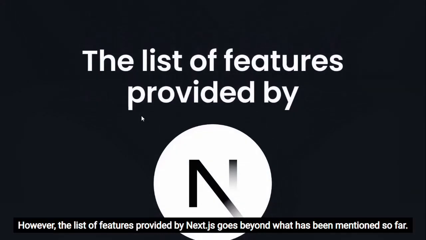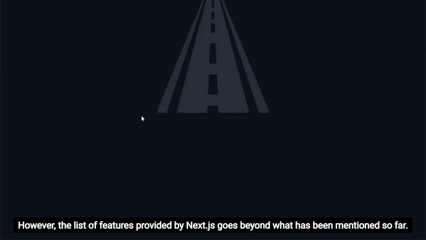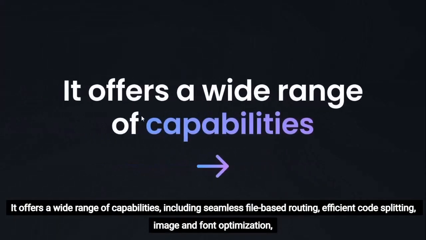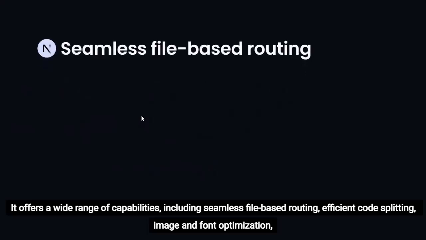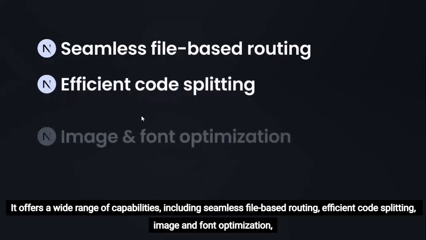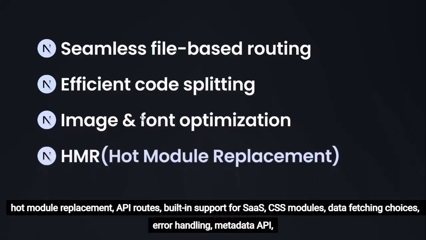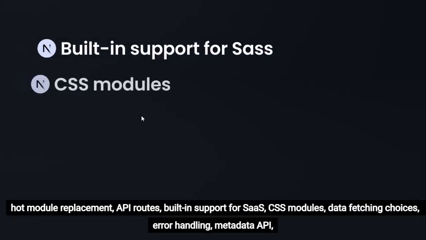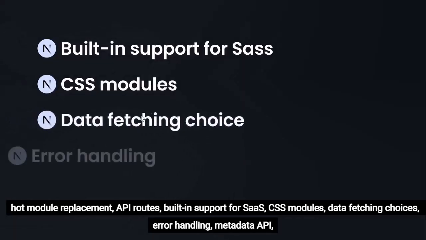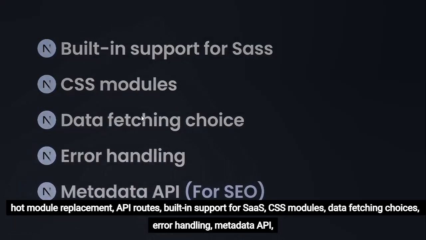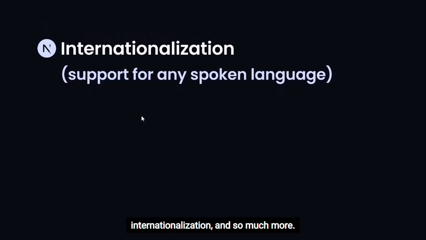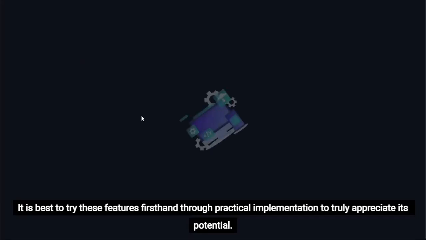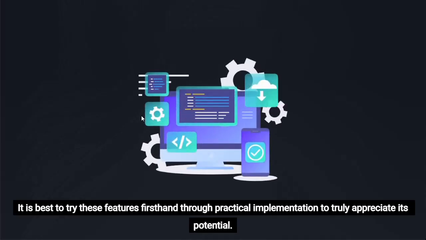However, the list of features provided by Next.js goes beyond what has been mentioned so far. It offers a wide range of capabilities, including seamless file-based routing, efficient code splitting, image and font optimization, hot module replacement, API routes, built-in support for Sass, CSS modules, data fetching choices, error handling, metadata API, internationalization, and so much more. It is best to try these features firsthand through practical implementation to truly appreciate its potential.